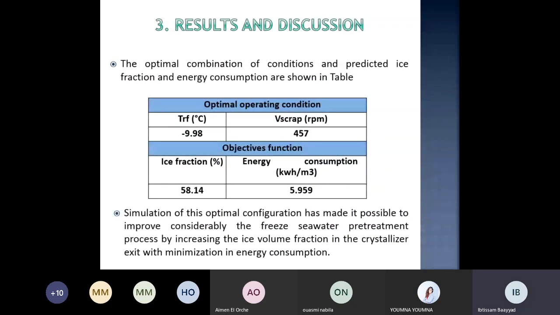So the optimal combination of conditions and the predicted ice fraction and energy consumption are shown in this table. We can see that the optimal value of the freezing temperature is minus 9.98 degrees Celsius, and the scraper rotation speed is 457 RPM.